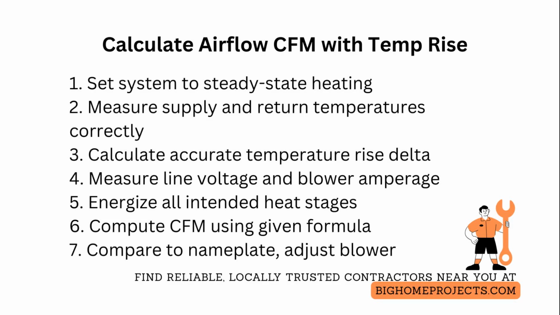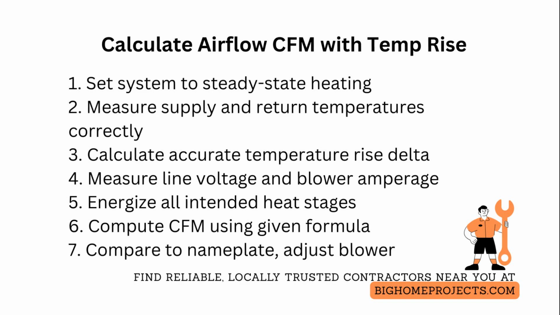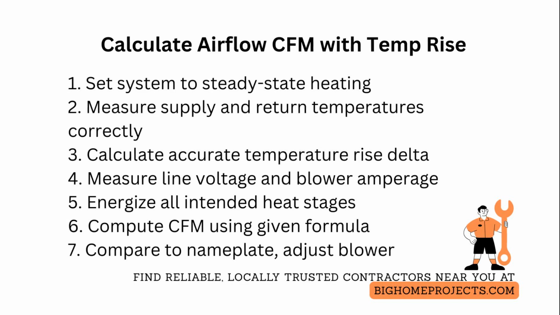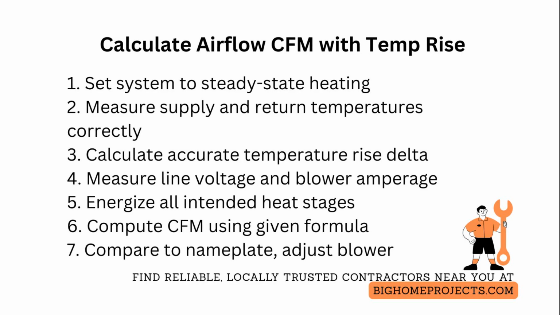Put the system in heating mode at steady state for at least 10 minutes so the temperature rise stabilizes across the heat exchanger. Measure supply air temperature in the main supply trunk at least 12 inches downstream of the plenum, and return air temperature in the return trunk at least 12 inches upstream of the blower, both away from radiant surfaces. Subtract to get temperature rise in degrees Fahrenheit.